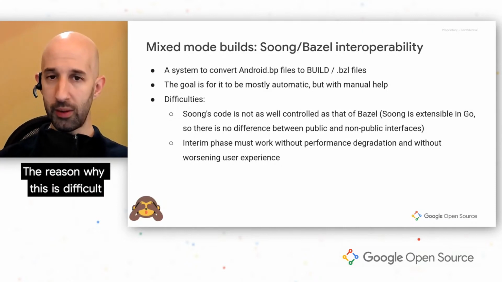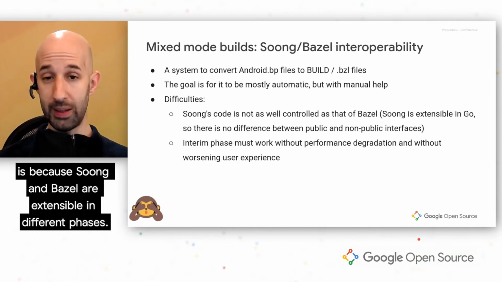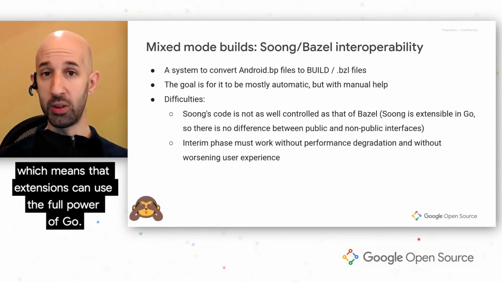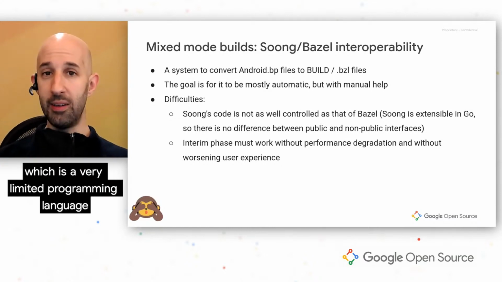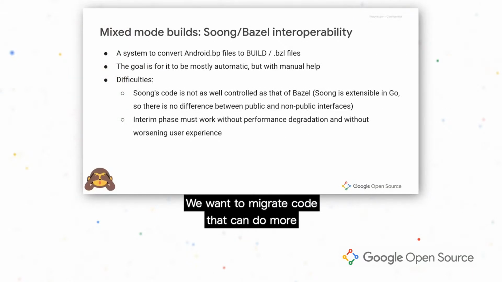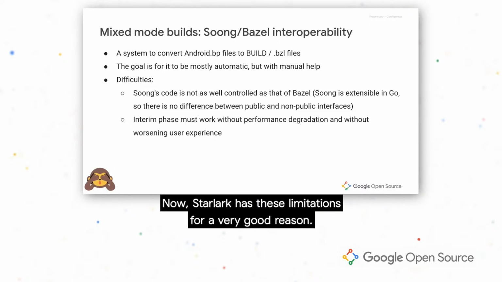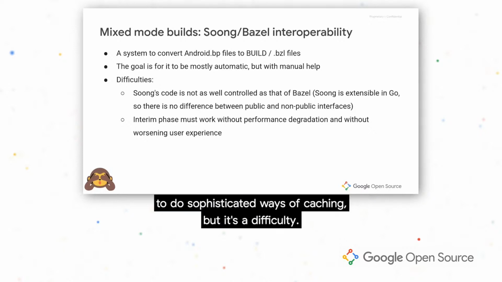The reason why this is difficult is that Soong and Bazel are extensible in different ways. Soong is extensible in Go, which means that extensions can use the full power of Go. And Bazel is extensible in Starlark, which is a very limited programming language with a very limited API. We want to migrate code that can do more to a system that can do less. Now, Starlark has these limitations for a very good reason. This is what provides opportunities for Bazel to do sophisticated ways of caching, but it's a difficulty.